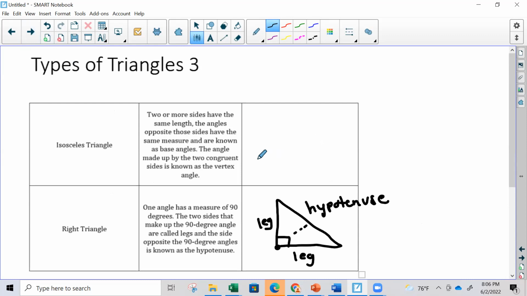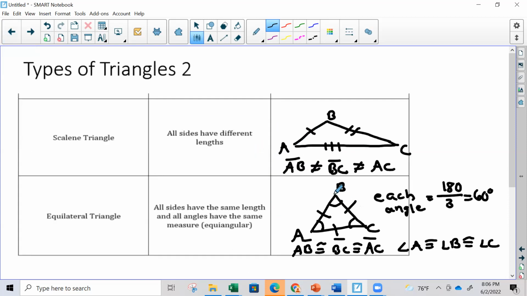And then the last type of triangle is an isosceles. An isosceles has two or more sides that have the same length. So it has to have at least two equal. It could have all three, and then it's technically an equilateral triangle, but any equilateral triangle is also isosceles because it does have at least two sides equal.